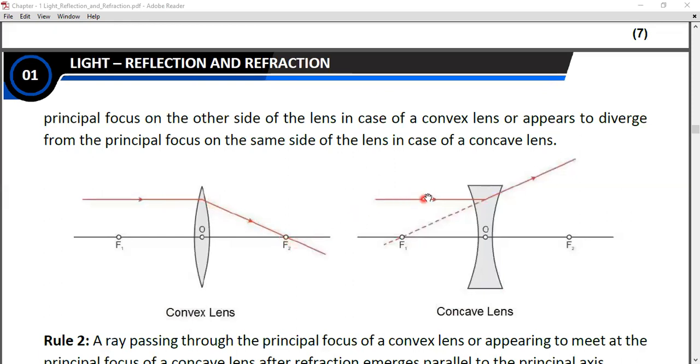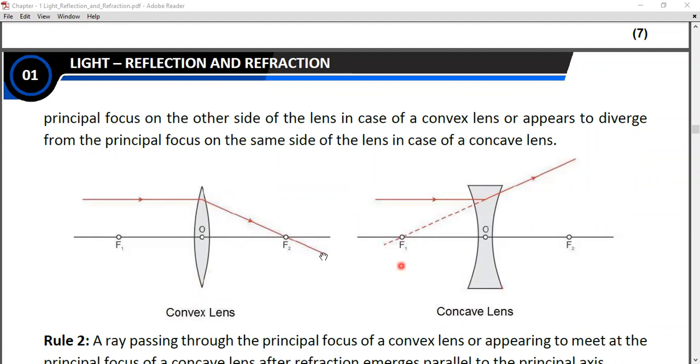And if you see the same thing for the concave lens, the light ray falling parallel to the concave lens gets diverged. And if you extend the diverged ray, then it meets at the focus. So this is rule 1 for the convex lens and concave lens.